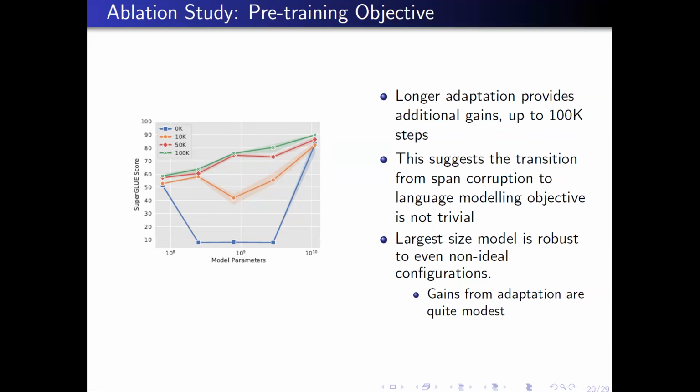The fourth experiment shows the effect of adaptation steps. Results show that longer adaptation provides additional gains up to 100,000 steps. This suggests that the transition from span corruption objective to language modeling objective is not trivial. And the largest size model is robust to even non-ideal configurations. In this case, gains from adaptation are quite modest.